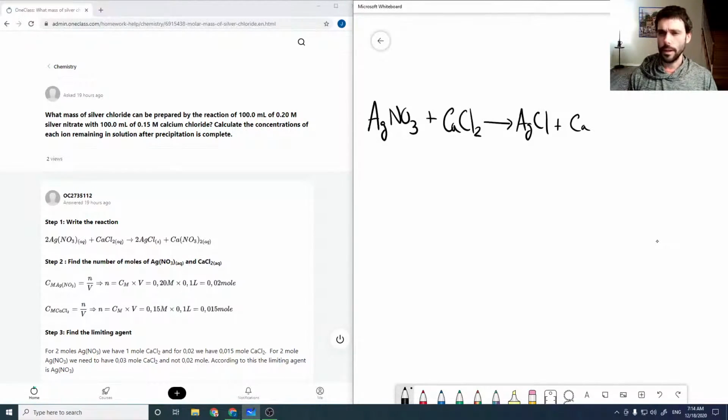And so this is going to be calcium nitrate, which is going to be 2 of those. So just to balance this, we're going to need 2 of those, which means we're going to need 2 of those, which means we're going to need 2 of those. And then that looks balanced to me, so that looks good.